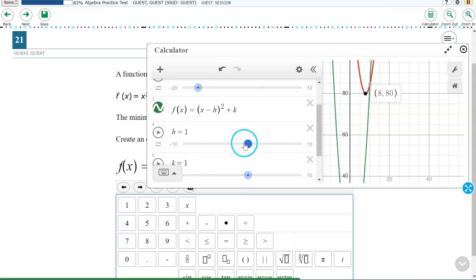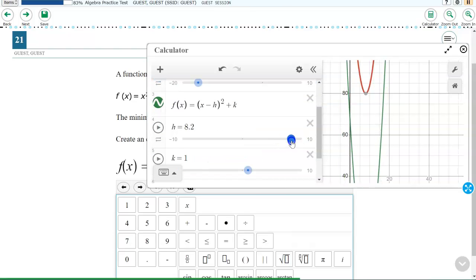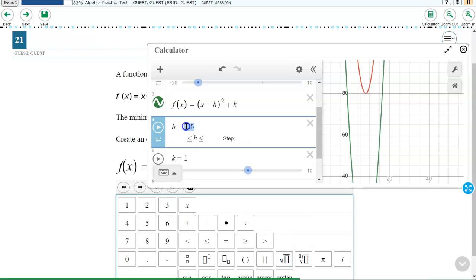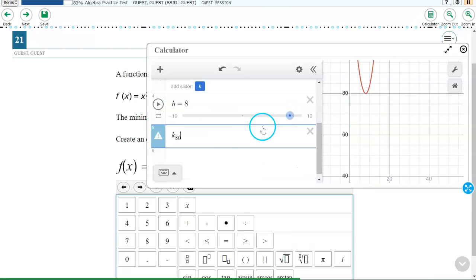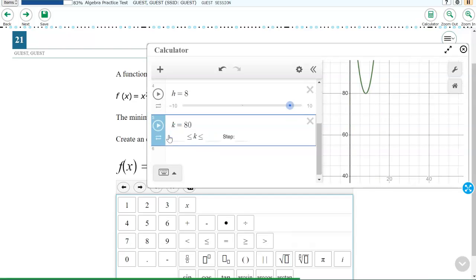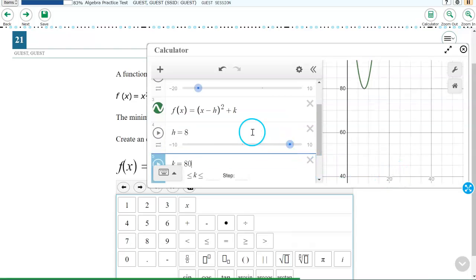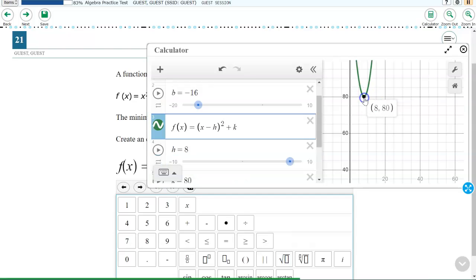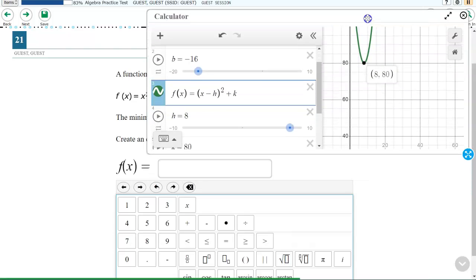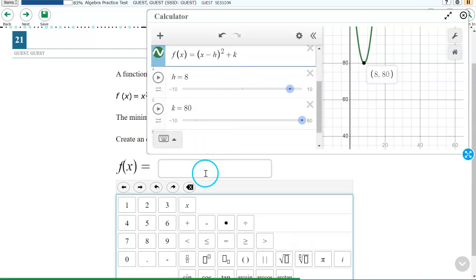And so we're going to move this over to the right. You're actually going to make this 8 to move it to the right 8. And then you got to move it up. And obviously move more than 10. You're going to actually move it to 80. Oops, we didn't like that. There we go. All right, so if we move K all the way up to 80, you see now the minimum on that one is 80. So the correct answer is going to be this expression, but take the H and put 8 and take out the K and put 80.